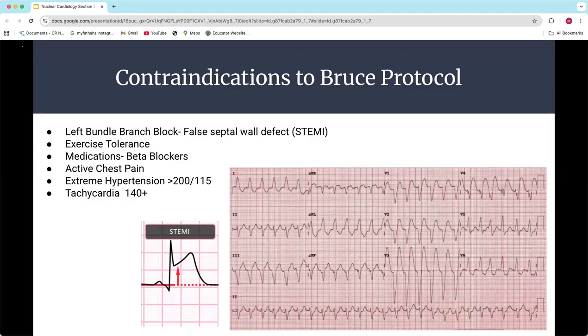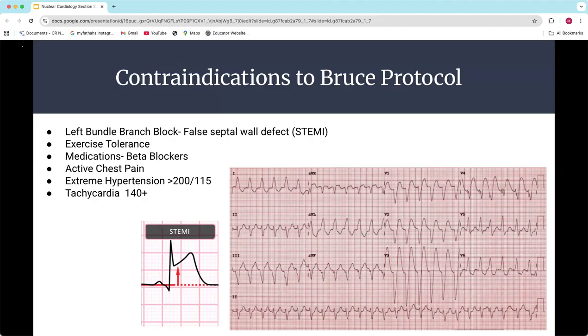Now remember, we talked about blocks between the SA node and the AV node. That's not what this is. A left bundle branch block is when the AV node fires off, and then it goes down the right and left bundles and stimulates ventricular contraction, right? And in a left bundle branch block, that timing is really, really slowed down. So there's something wrong in the bundle branches that slows it quite a bit. That's what a bundle branch block is.